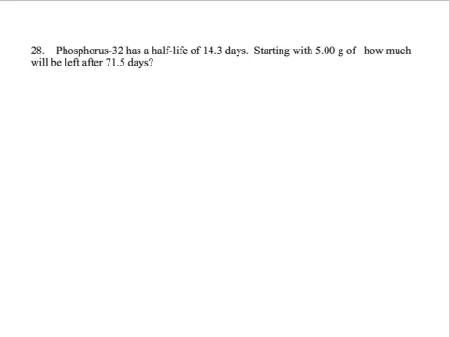Okay, phosphorus-32 has a half-life of 14.3 days. If you start with a 5-gram sample, how much is left after 71.5 days? So what you have to do is take the time elapsed, 71.5 days, and divide that by the known half-life, which is 14.3 days. When I divide this, I am able to determine that there are 5 half-lives.